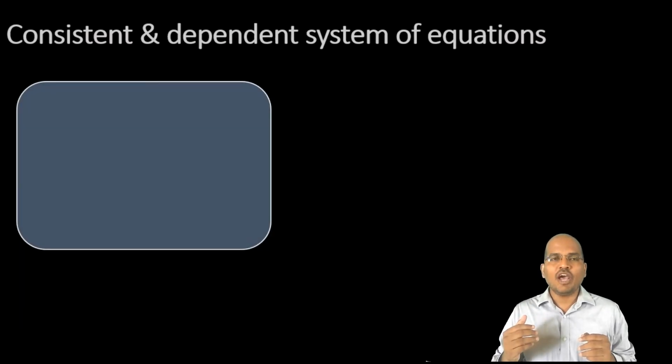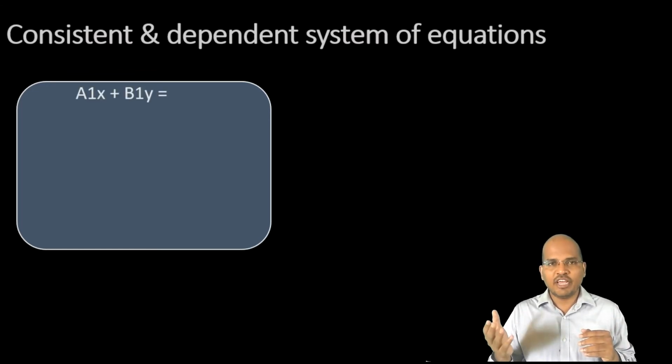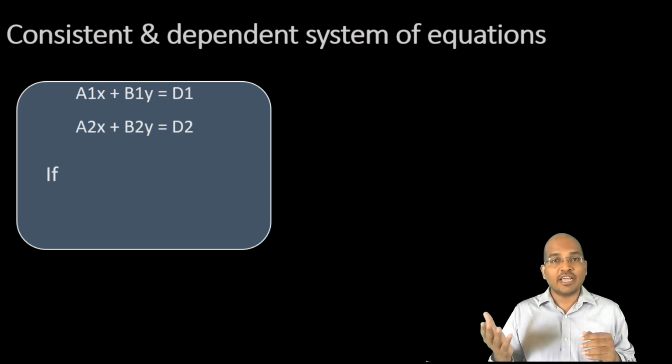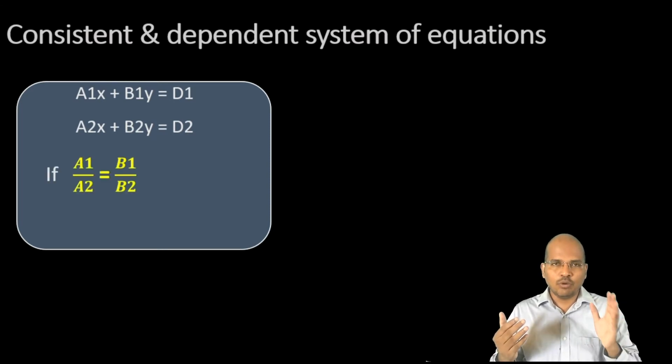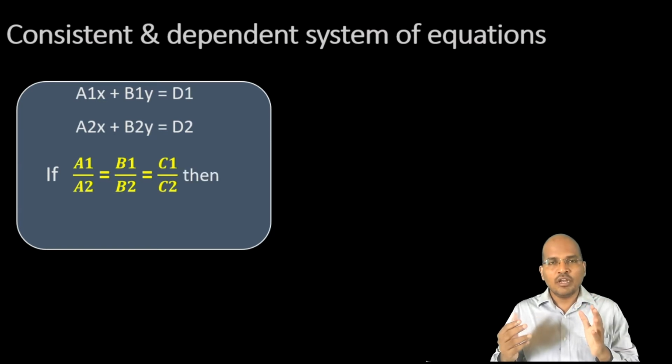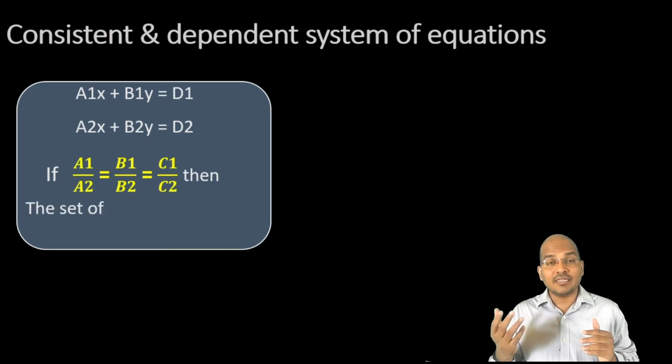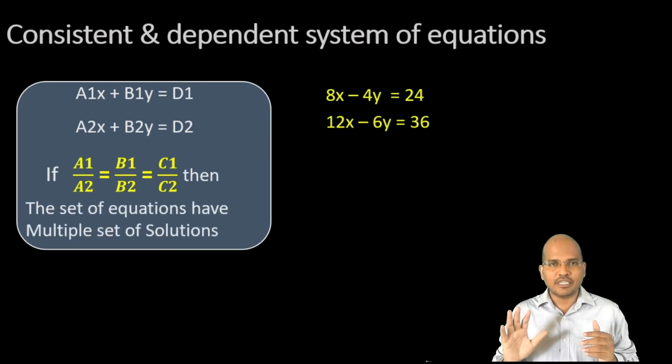Going ahead, you have a case of consistent and dependent system of equations where you have a1x plus b1y is d1, a2x plus b2y is d2. Again we check here a1 upon a2, b1 upon b2, d1 upon d2. By chance, if all these ratios are equal, like a1 upon a2 is same as b1 upon b2 is same as d1 upon d2, then we call them consistent and dependent set of equations and they have an infinite set of solutions or multiple solutions.